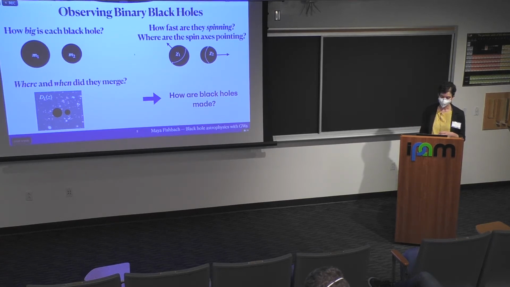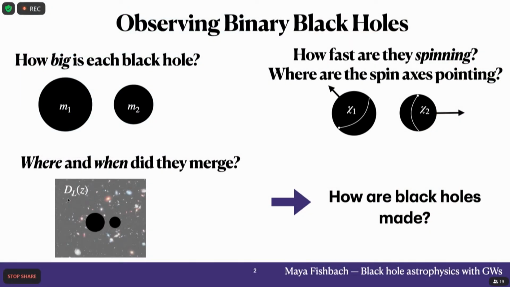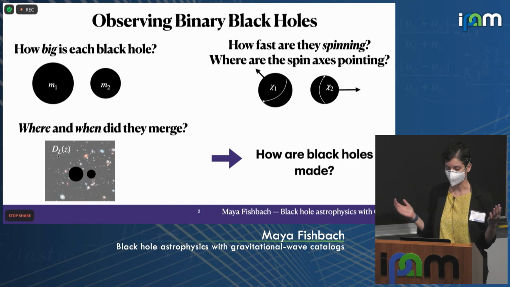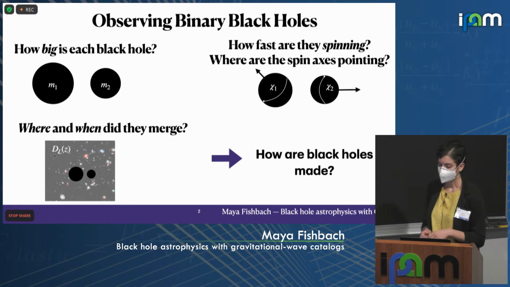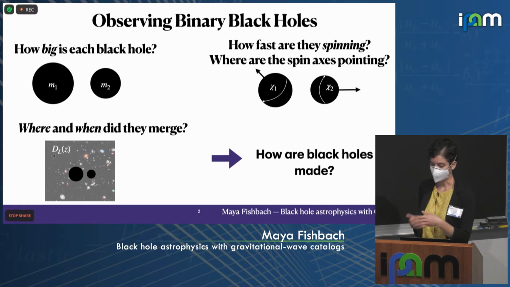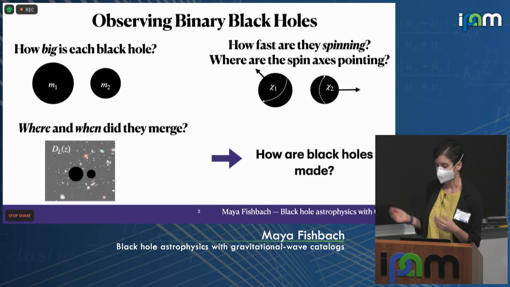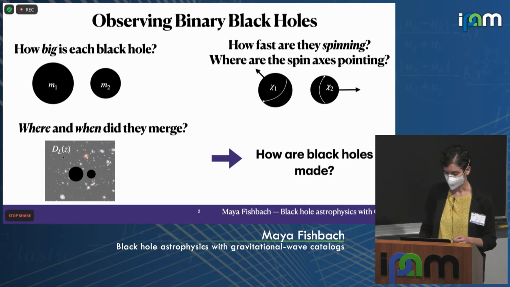And then third, we measure the distance to the binary, and this is what Rachel highlighted in her talk. Really, in my talk, I'll be using luminosity distance and redshift interchangeably, just assuming we know the background cosmology. Of course, in gravitational waves, we're actually measuring the luminosity distance. And then all of these things together tell us how black holes are made, as Michaela gave a great summary of in her talk.